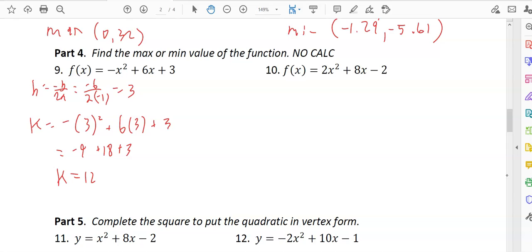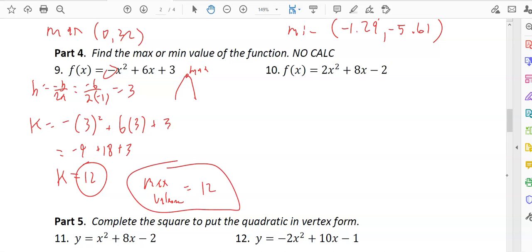So find the min or max. So this function is definitely opening down. The end behavior is down, down. So this is going to be a max point. So the max value will equal the K value, which is 12. So max value is 12. So I'm not looking for the maximum or minimum point here like we were in the last problem, but the actual value, which is the K value.